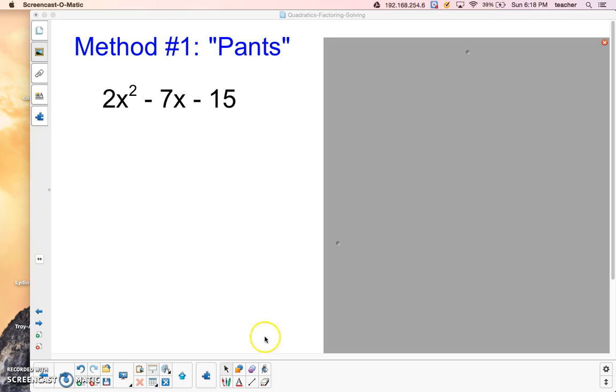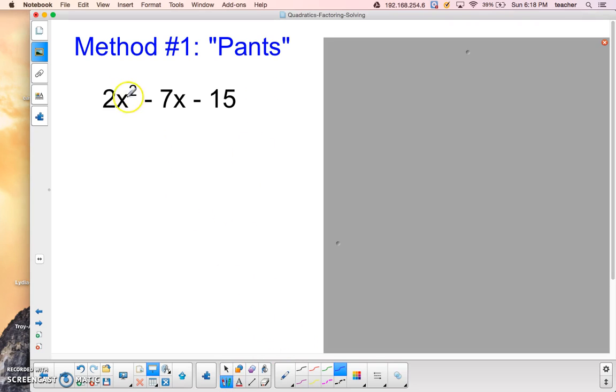So to factor this, we're going to begin by drawing sort of a belt buckle up here above the middle term. And we're going to take this 2, which is the value of a, and this negative 15, the value of c, multiply them and put the answer in the belt buckle. The idea is we're looking for two numbers that multiply to the belt buckle, and those same two numbers have to add up to the value of b, the coefficient of the middle term, the negative 7.